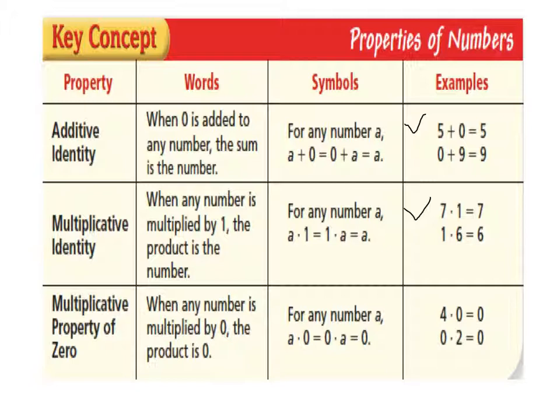And the last one you might be familiar with, but did not know its name, multiplicative property of 0. When any number is multiplied by 0, the product is 0. And you do know that any number times 0 is 0. And it doesn't matter where we place the 0, whether it's in the back, 4 times 0 is 0, or if it's in the front, 0 times 2 is 0. So there you go. Those are 3 concepts besides the commutative and the associative to remember.